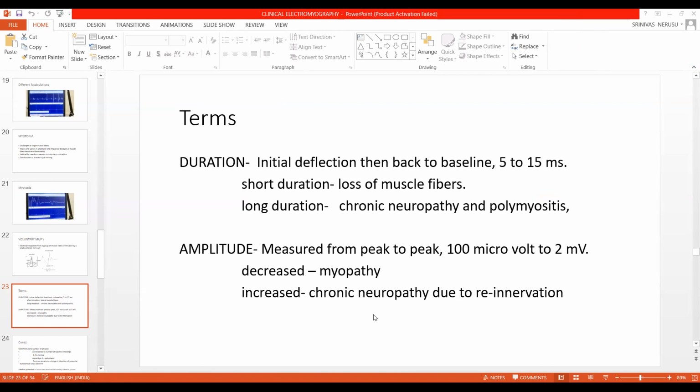Sir, in myopathy and neuropathy, what is the MUP amplitude? In myopathy, it's very low. In myopathies, you will hardly get it. It is less than 100 microvolt.